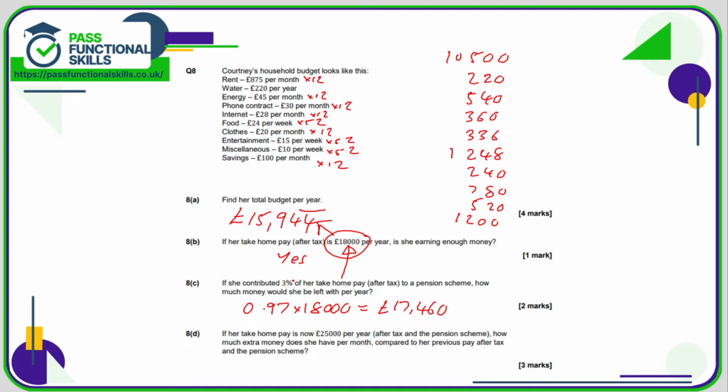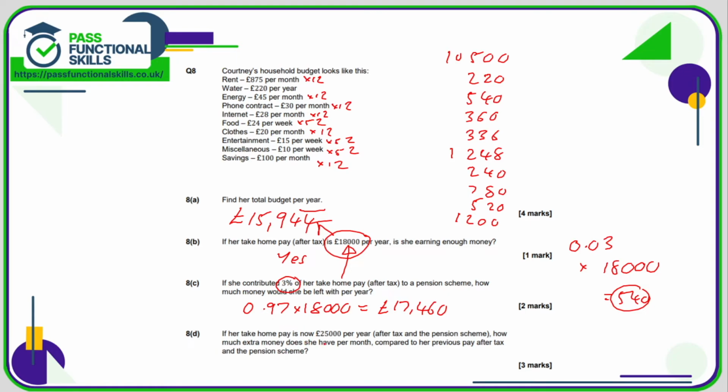17,460. Alternatively, you could work out what 3% of 18,000 is by doing 0.03 times 18,000. 3% of 18,000 is 540, and now if you just subtract this from the 18,000, we get the 17,460. So there's two ways you can do it: work out 3% and subtract it, or remember that if she's giving 3% away, then she's keeping 97%, so just work out 97% of the total.